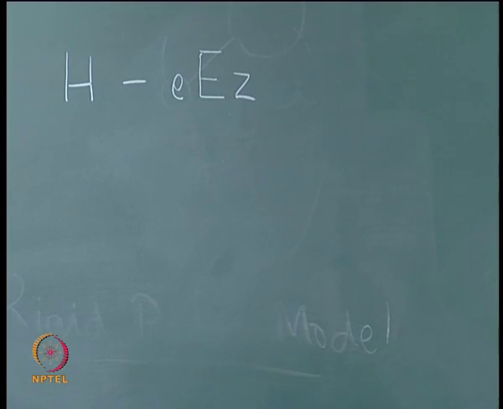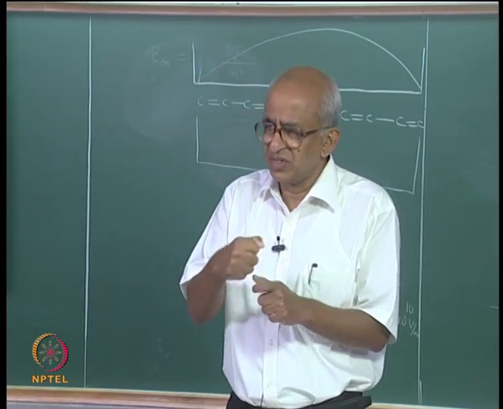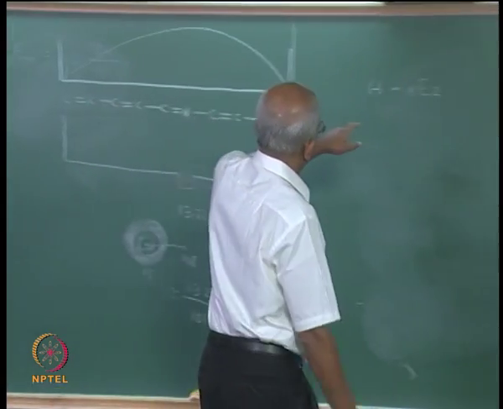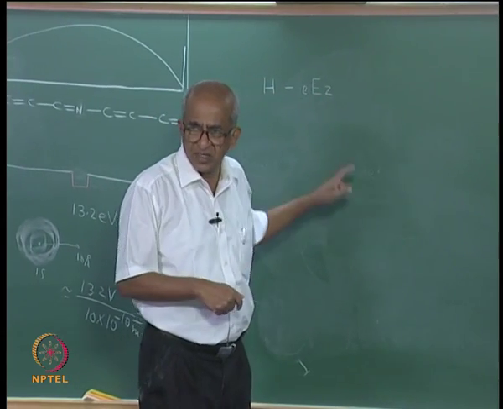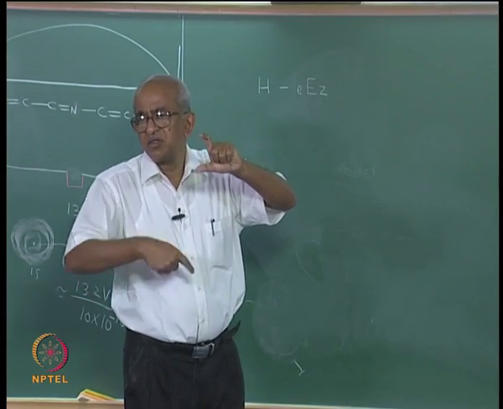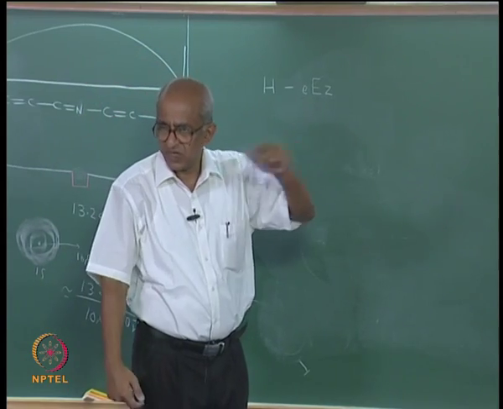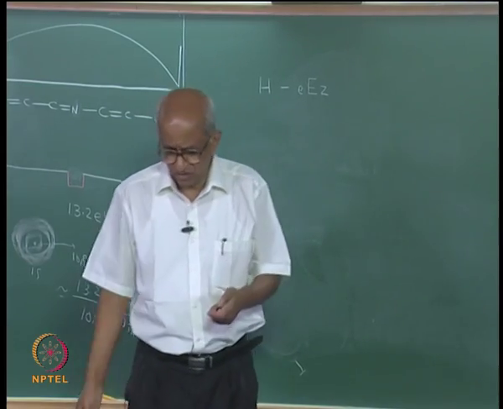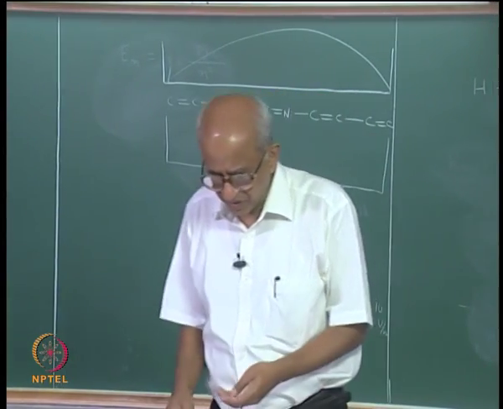there is an additional term because of the interaction of the electric field with the charges, and that additional term would look like this: minus e into capital E. Capital E is the externally applied electric field, and z is the z coordinate of the electron. Why z coordinate? Because I am applying the electric field in the z direction. If you had applied it in the y direction, then you would have had y there. The details are not very important at this point of time.